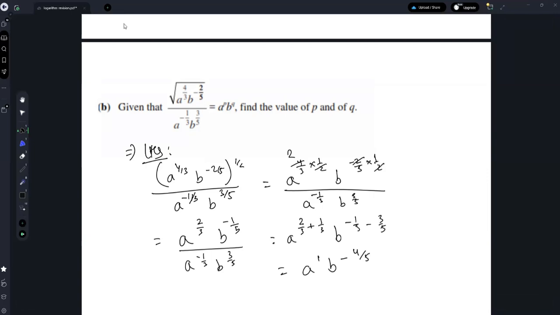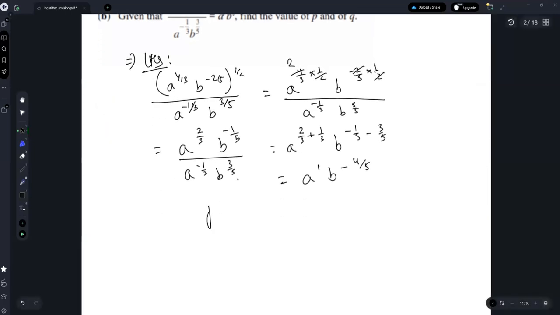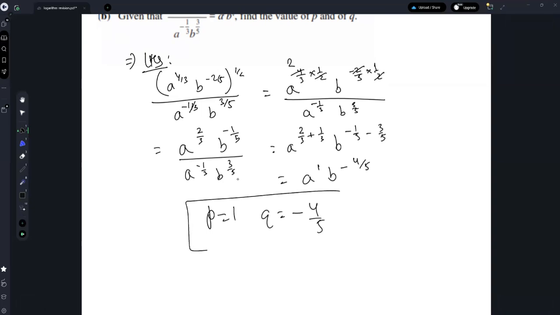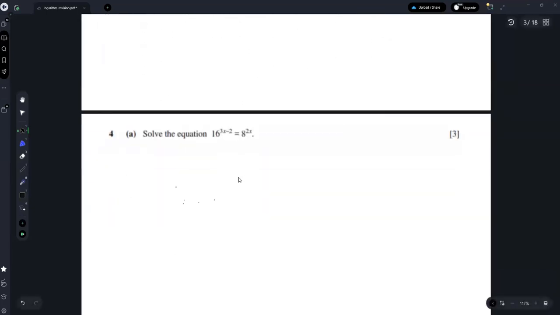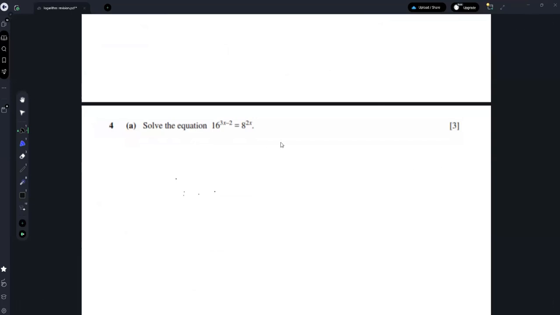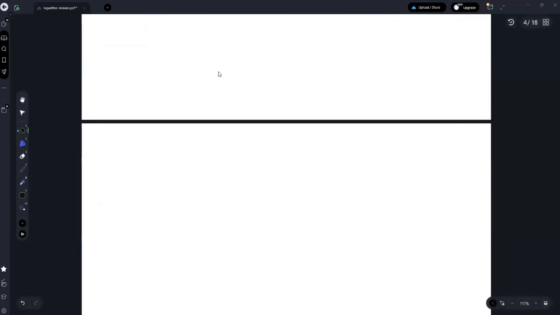Okay, so p equals 1, q equals minus 4 by 5. Next, now I would solve this equation here, but the problem is that I want to show some more types of indices first of all. Then I'm going to come back to this. This is also a part of indices, but that's another type, where we're solving different equations. But first of all, I want to solve different expressions.